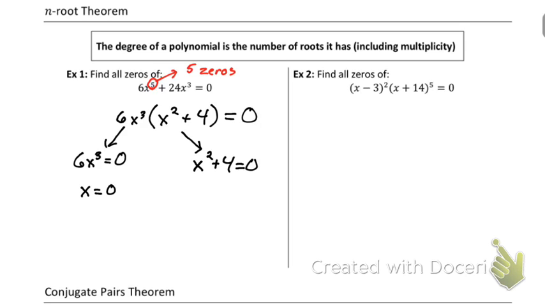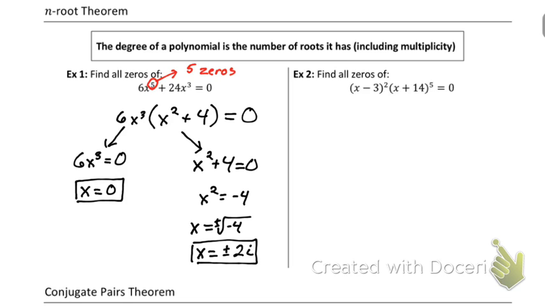I would subtract 4 on both sides. We would have x squared equals a negative 4. I would take the square root of both sides. We'd have x equals plus or minus the square root of negative 4, which is going to be x equals plus or minus 2i. That's 2 zeros. That's 1 zero. If my math adds up correctly, that's only 3 zeros.